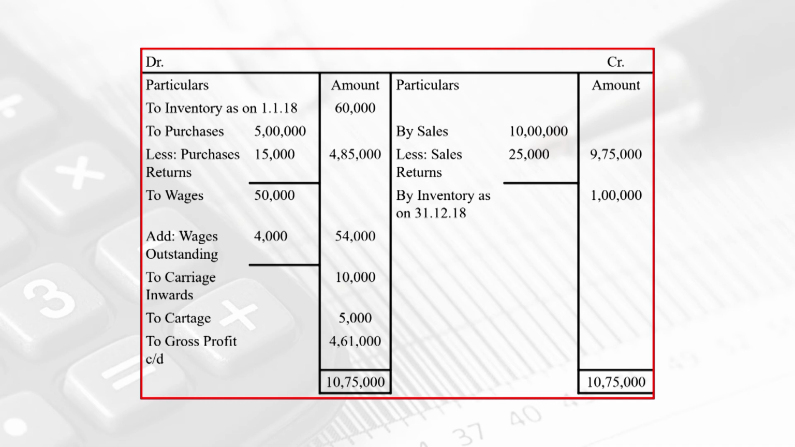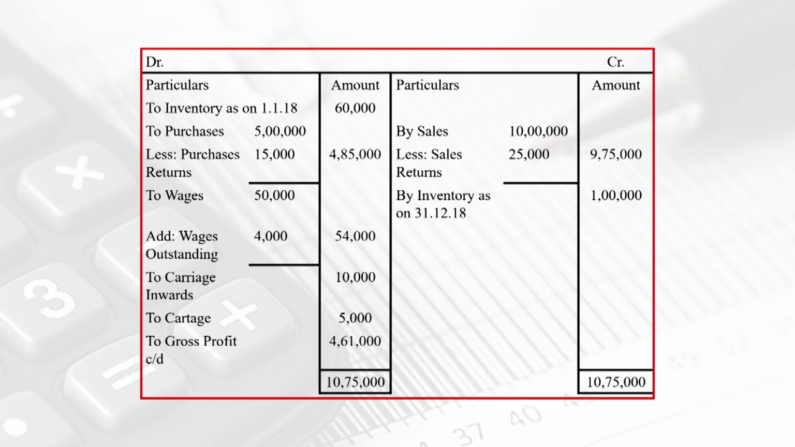Then by inventory. So this is the closing stock inventory on 31st of December 2018. The amount of closing stock is always shown in the credit side of the trading account, and because this amount of closing stock has been given outside the trial balance, it will have its impact at a minimum of two places. First, it is shown here in the credit side of trading account, and this amount of rupees 1 lakh will also be shown in the asset side of the balance sheet.